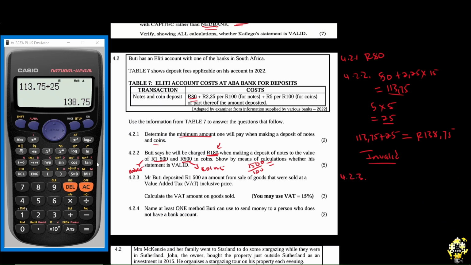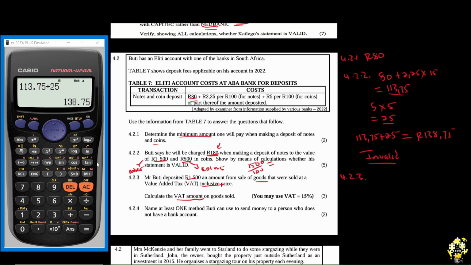4.2.3. Mr. Buti deposited 1,500, an amount from sale of goods that were sold at value-added tax, and that particular amount had VAT. VAT inclusive means that the price has VAT. This VAT inclusive, it means that this 1,500 includes 15% of VAT. Calculate the VAT amount. They didn't say calculate the VAT exclusive. They said calculate the VAT amount.